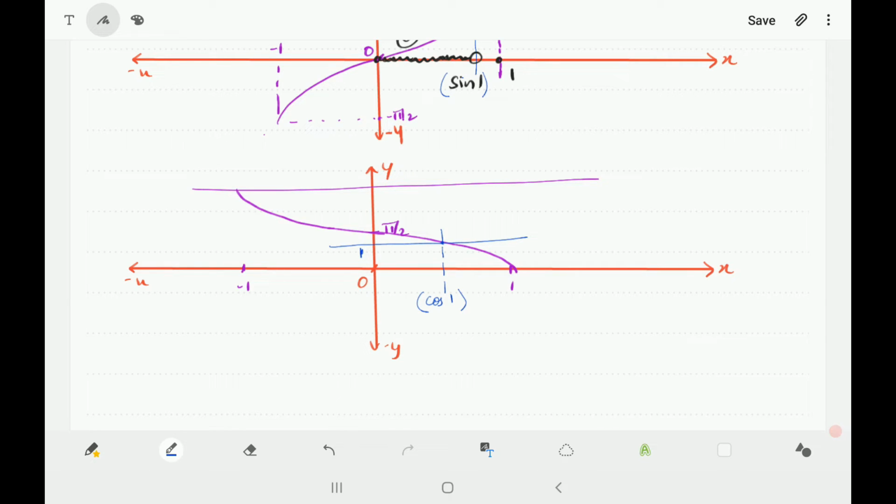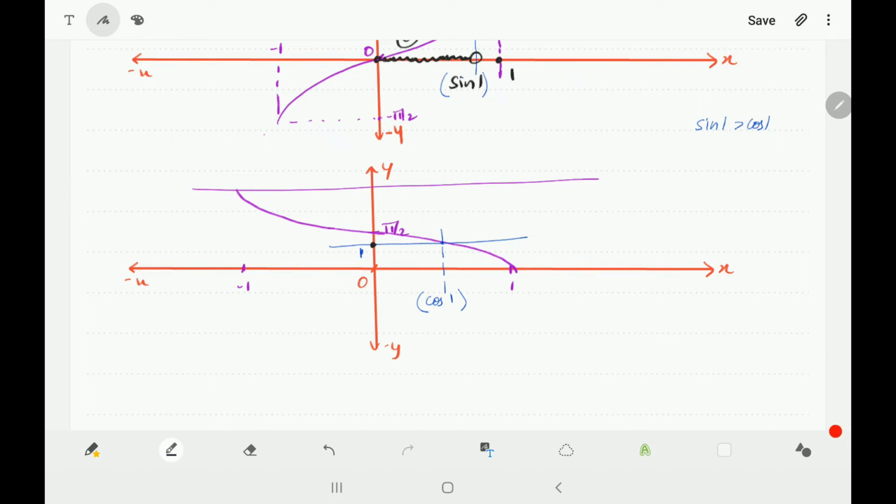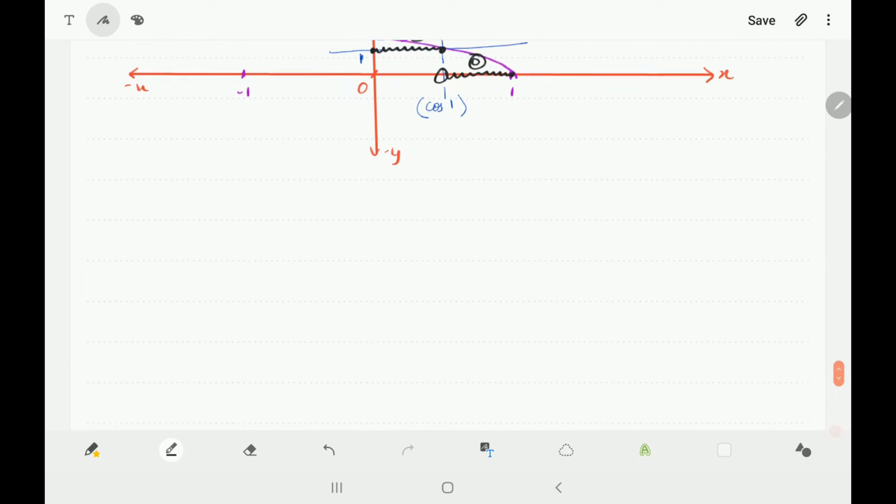Okay, so we can roughly consider it as 60 degrees. So obviously sin 1 will be greater than cos 1. Okay, is this clear? Now let's try to take the gent of the function. So from here to here the gent will be 1, from 0 to cos 1, and from cos 1 to 1 it will be 0. So is this clear? Now what we have to do is add these two graphs.